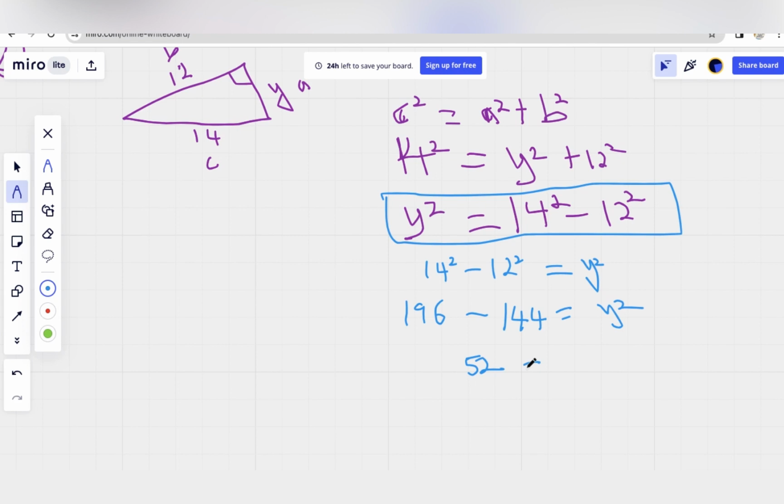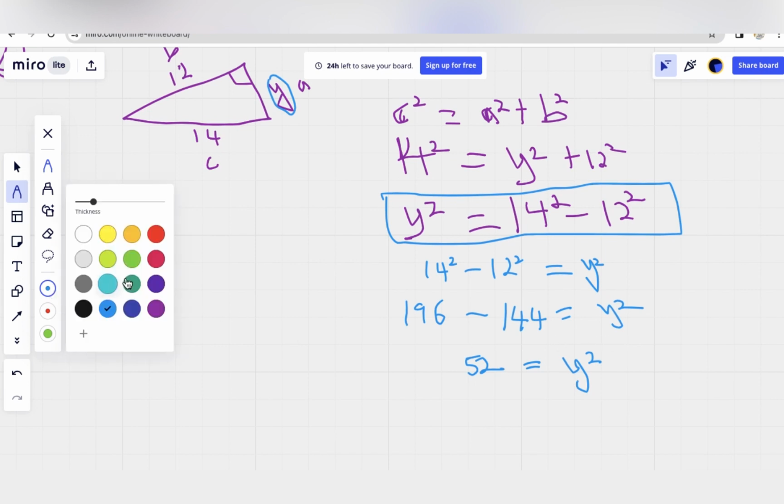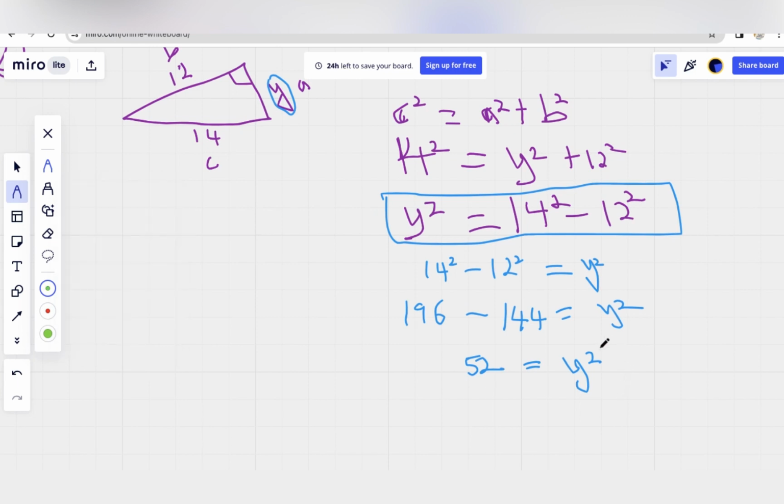Equals to y square. The next thing is we find the square root of both sides so that we can find y. Remember, we're looking for y, not y square. We're looking for this side, which is called side y. So taking the square root of both sides, this square root cancels this square, so I have y left. I can write y first for convenience. Y equals the square root of 52. What's the square root of 52? 7 point what?